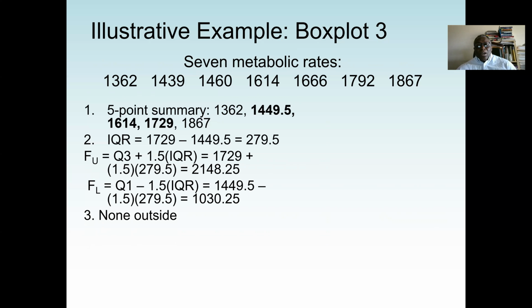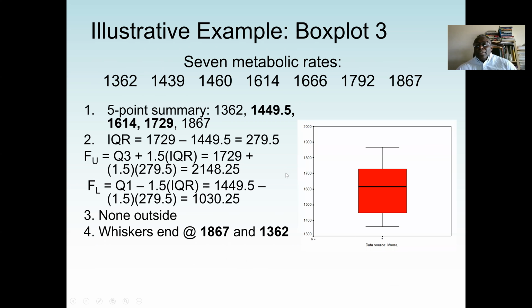So none of them is outside. We can see the lowest is 1362, so 1030 is outside of our data. And then the upper is 1867, and we have 2148, so that is outside also. So there's no outlier. And then the whisker box plot is what we have here. We have our lower value, the upper value, Q3, Q2, Q1.